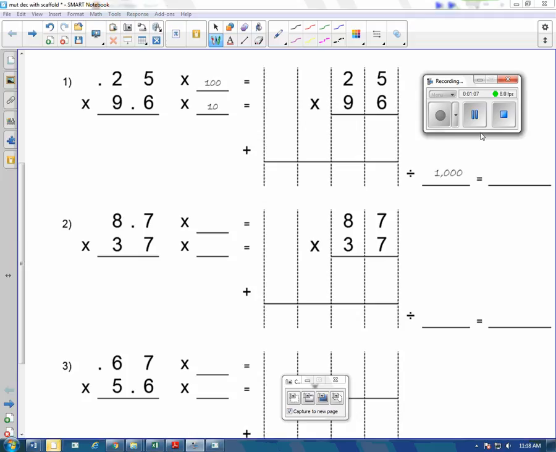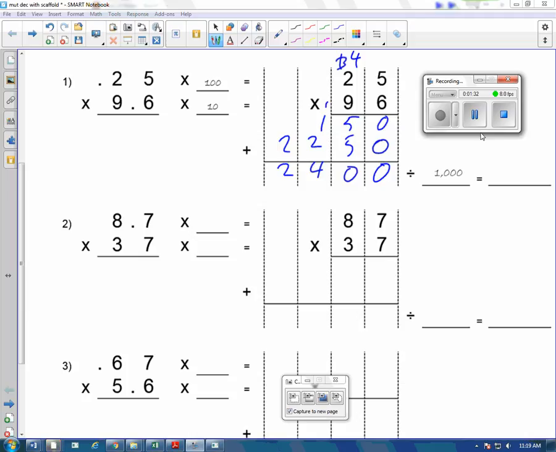Ready? 6 times 5 is 30. 6 times 2 is 12, plus 3 is 15. Okay, now I'm multiplying in the tens place, so I'm going to put a 0 there. 9 times 5 is 45. 9 times 2 is 18, plus 4 is 22, right? Okay, all right, so I get 2,400.